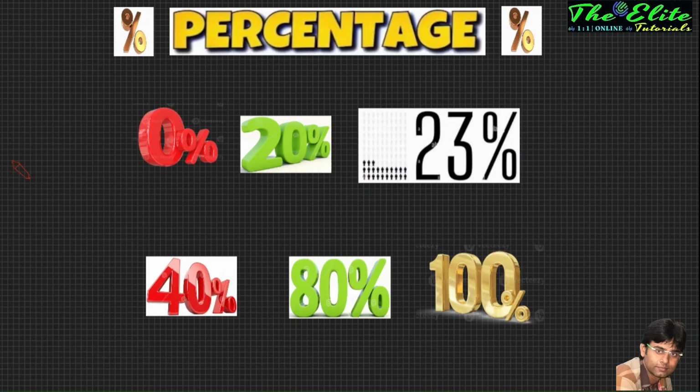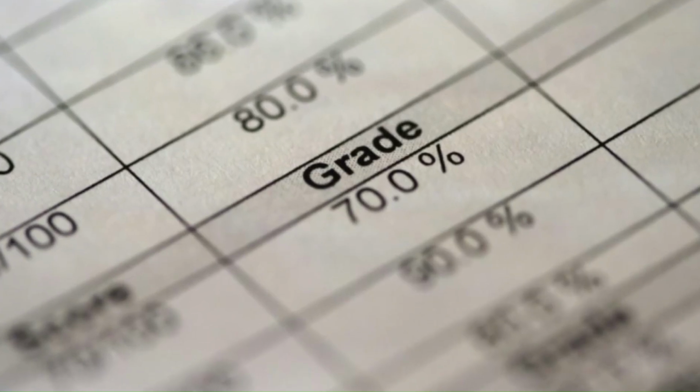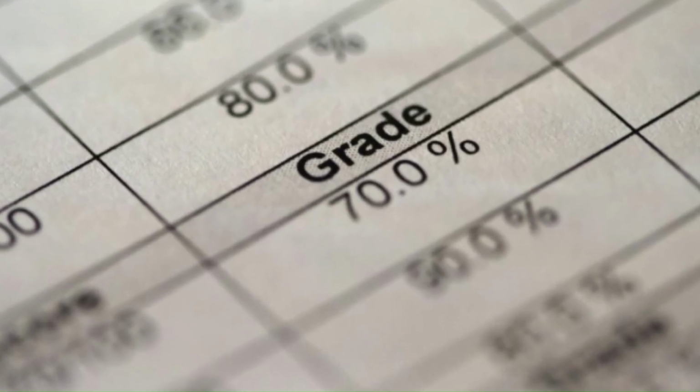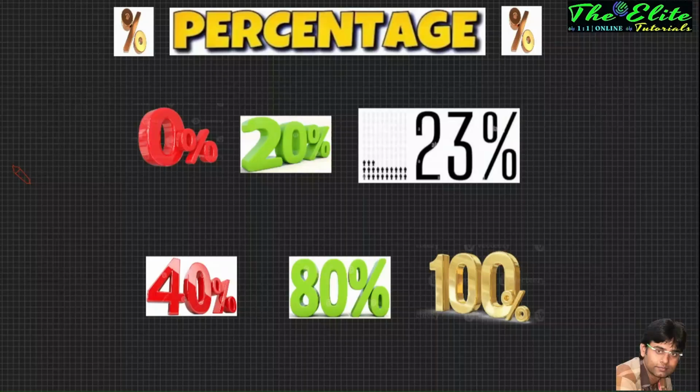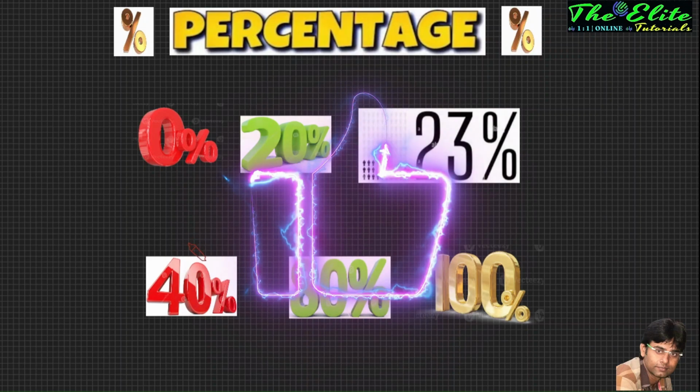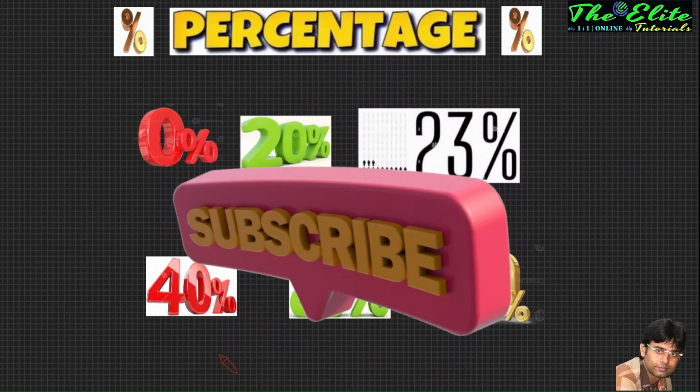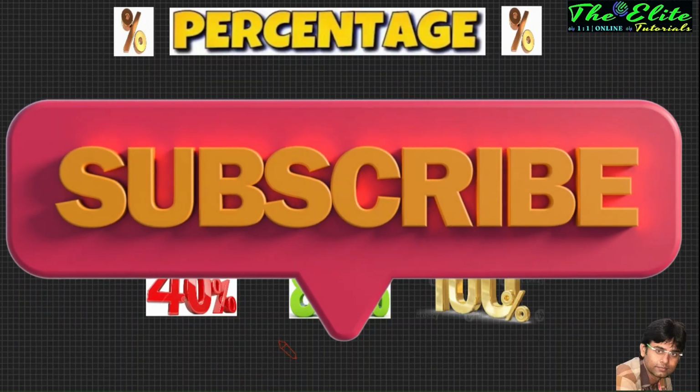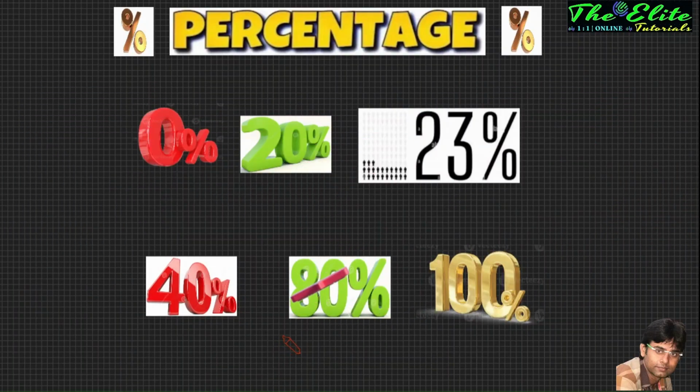You might have heard the word percentage whenever you get your result and your parents ask how much percent did you get in maths, science, or any other subject. So we should know what percentage is all about. You can see some pictures here that show numbers with the percentage sign, like 0%, 20%, 23%, 40%, 80%, and 100%. So let's learn what percentage is all about.